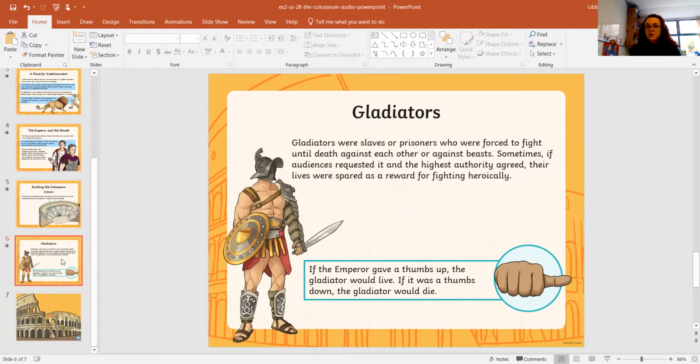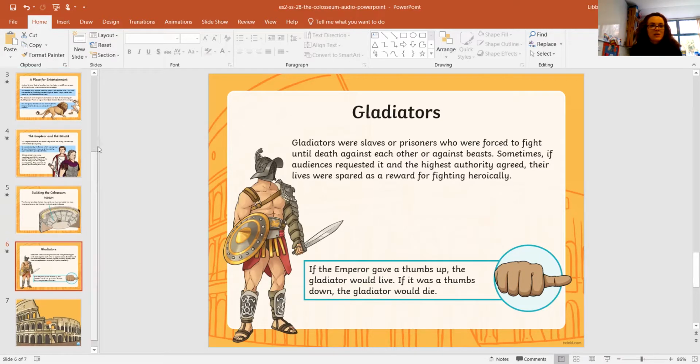And then sometimes if audiences requested it and the highest authority agreed, so the emperor or the senate there agreed, then the gladiator could be spared their life as well. And if the emperor gave a thumbs up, that meant that the gladiator could live. And if he gave the thumbs down as a signal, then that meant the gladiator had to die as well. So a very tense time there for the gladiators, whether they were going to live or die on there.